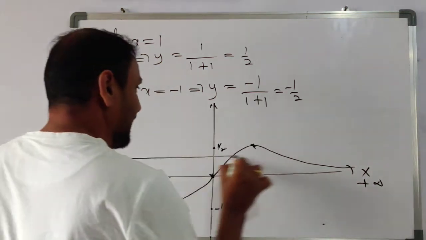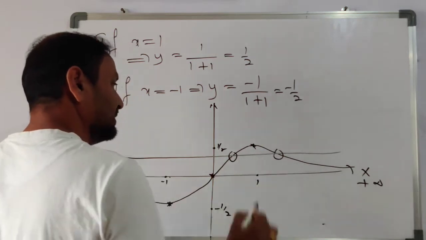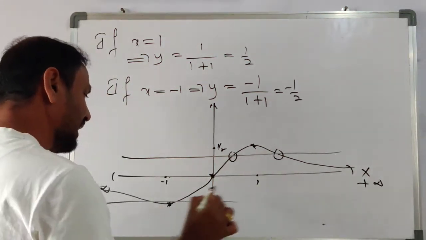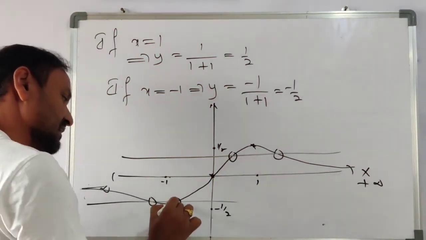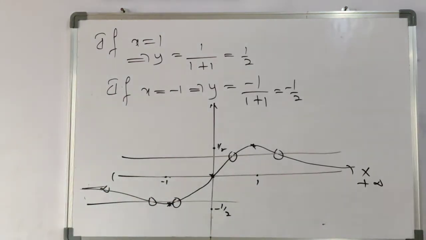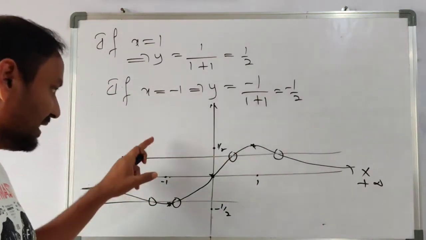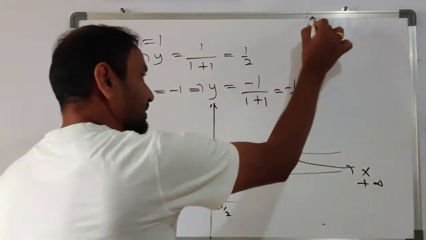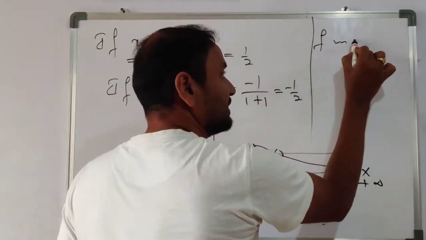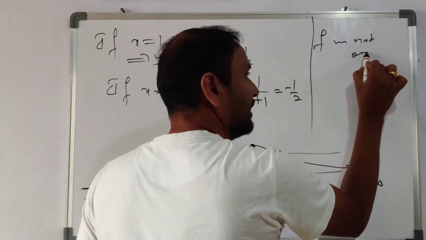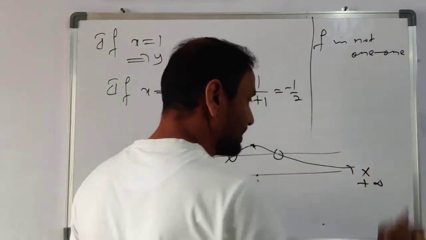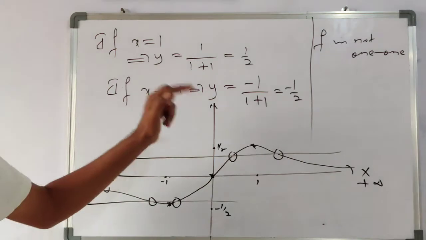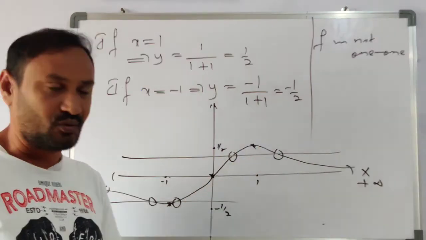Draw any line parallel to the x-axis on the graph. Take anywhere. Here also you draw any line parallel to the x-axis. So the graph is clearly intersecting the line at 2 points. That means the line is intersecting the graph at 2 points. So f is not 1-1, because the line parallel to the x-axis intersects the graph at 2 points.